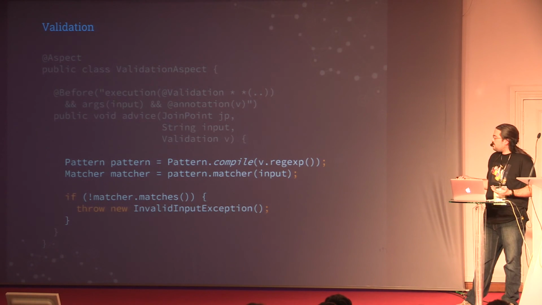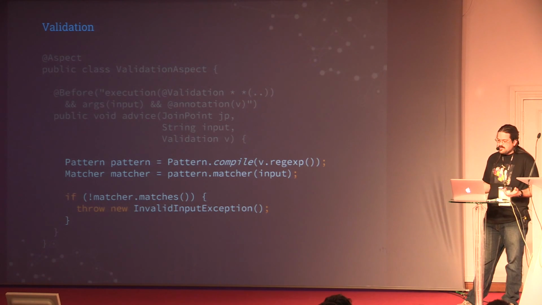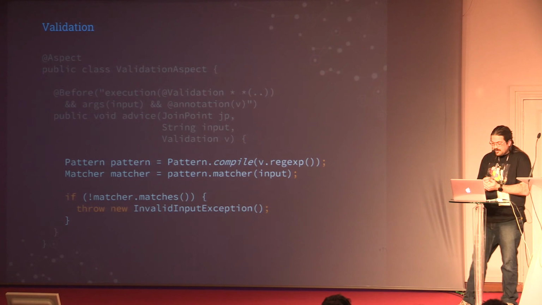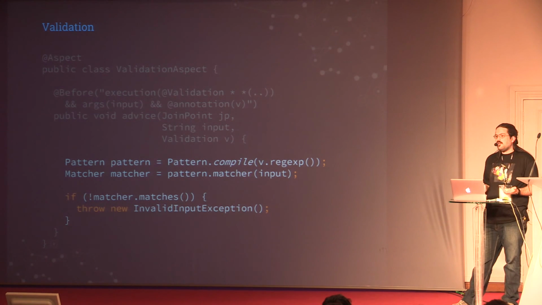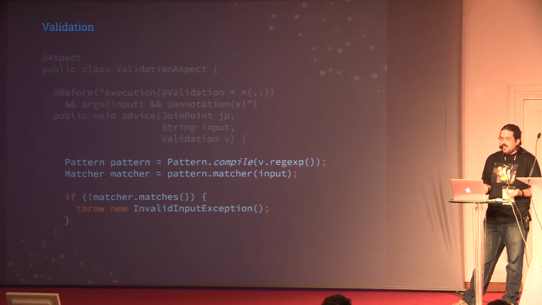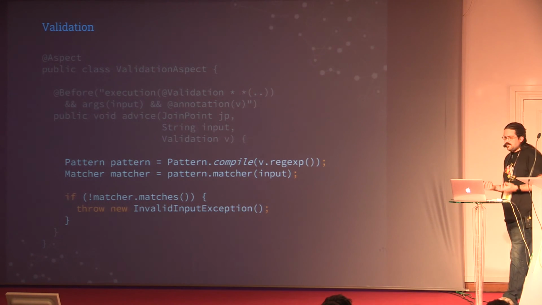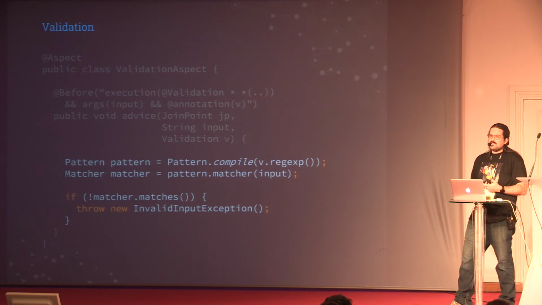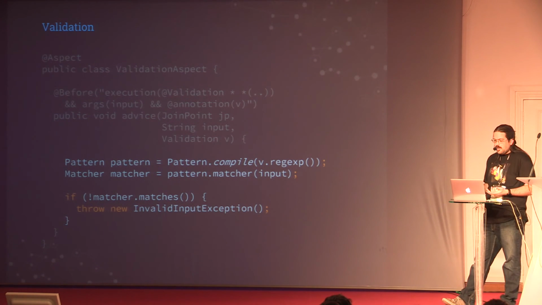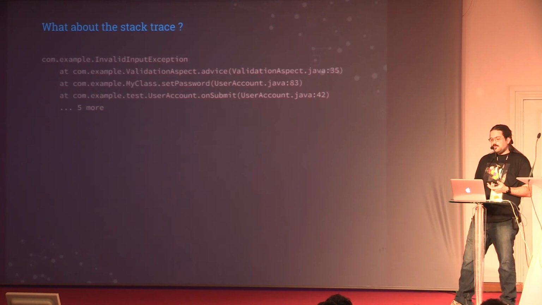And here, in my example, I just use a standard pattern matcher, and if the input doesn't match, I just throw an exception. So one of the questions you might ask when I do that is, what is the stack trace going to look like? It's basically very, very simple here.